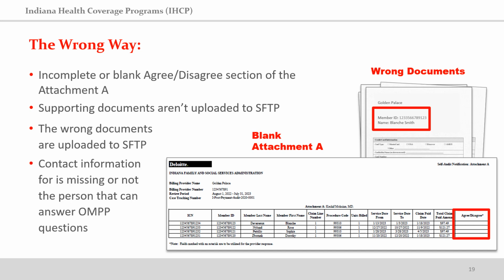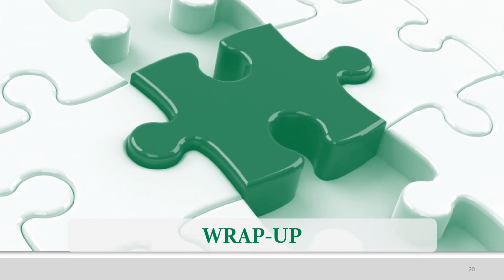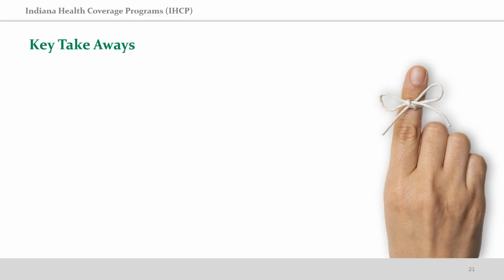Finally, the provider didn't include the contact information of the individual that OMPP can contact to ask questions, or the incorrect person is listed as the contact. If the submission isn't done the right way, it will be denied by OMPP. Let's wrap up. In summary, there are several key takeaways.